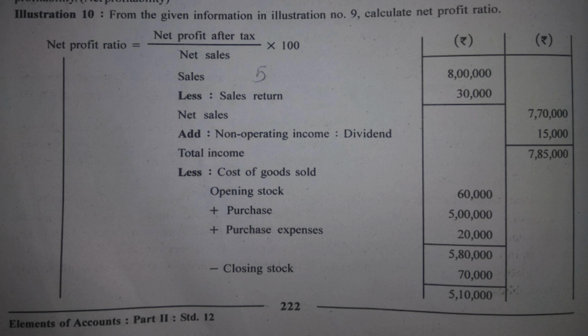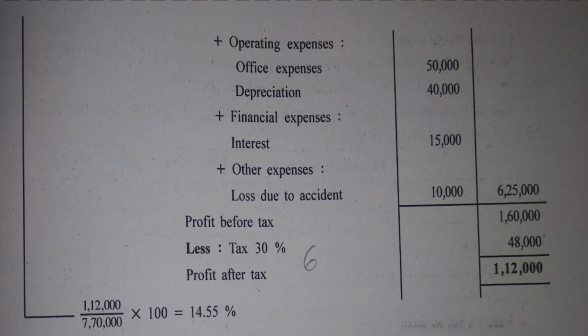Further, you are supposed to deduct operating expenses. Operating expenses given in the question, that is illustration 9, are office expenses and depreciation. Office expenses is nothing but administrative expenses. You might be confused, ma'am, why plus is written here? You are adding all the expenses, and finally you will deduct all the expenses from total income. So no need of getting confused here in any manner.